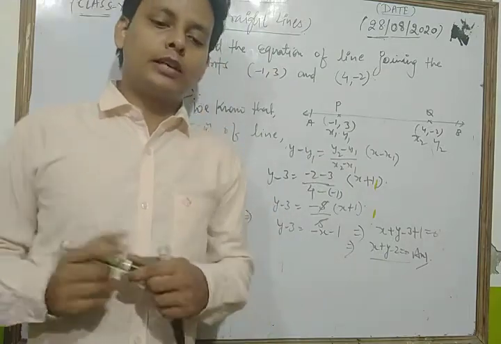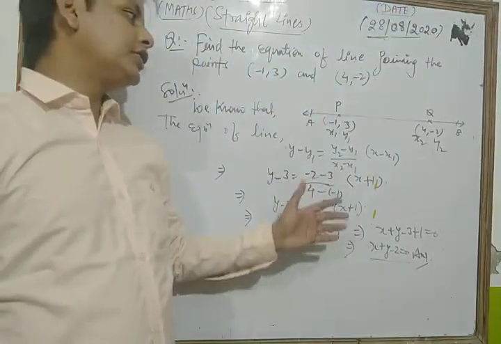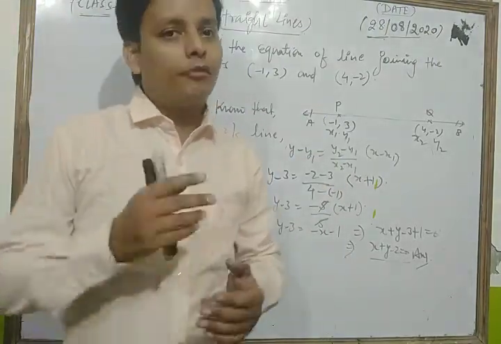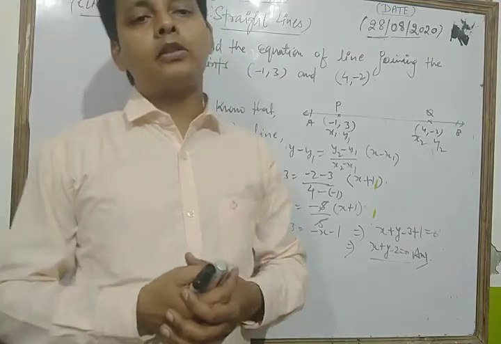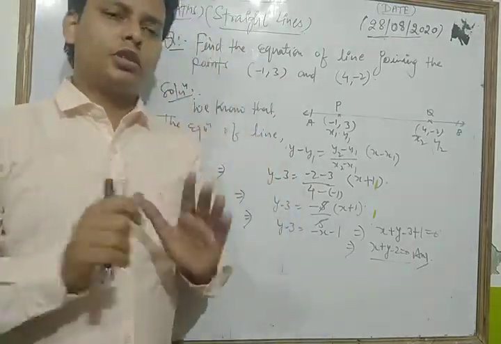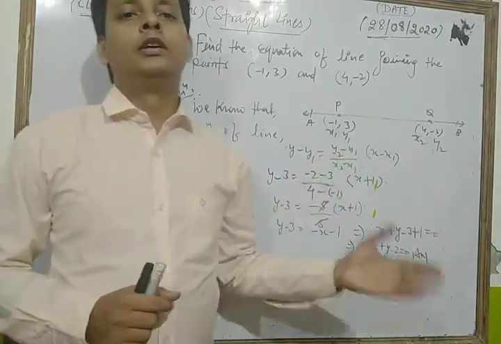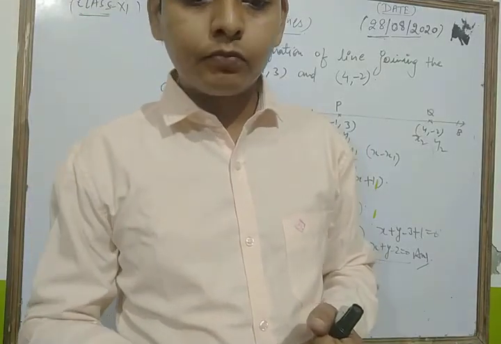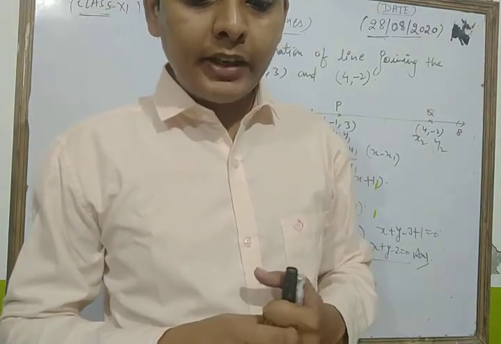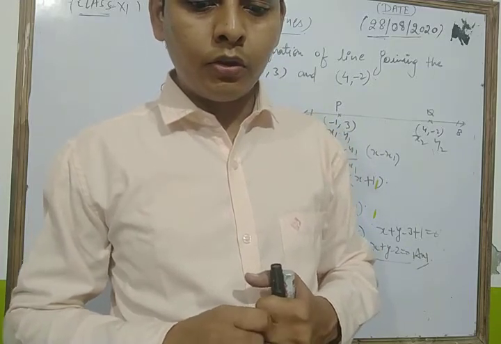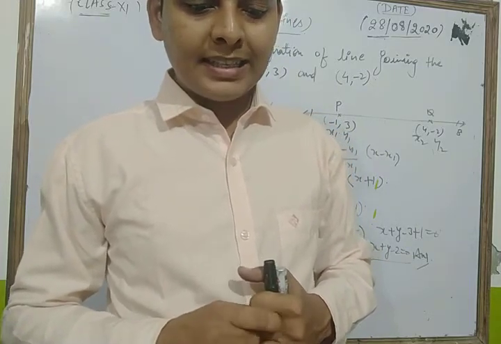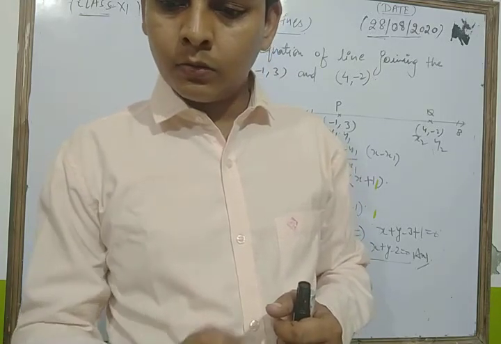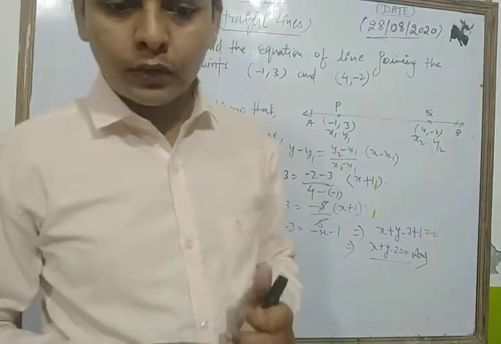So dear students, in this way you can solve each and every question of your NCERT exercise based on the equation of line passing through two given points. Just apply the formula and solve it, then you get your result. Now we take and solve some questions of your NCERT exercise. Let's see.